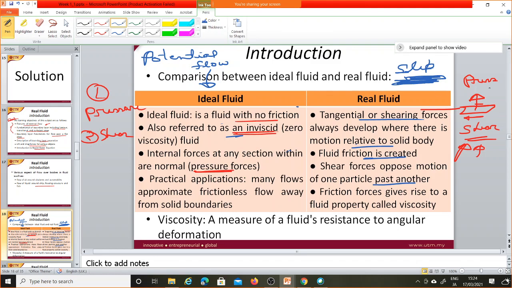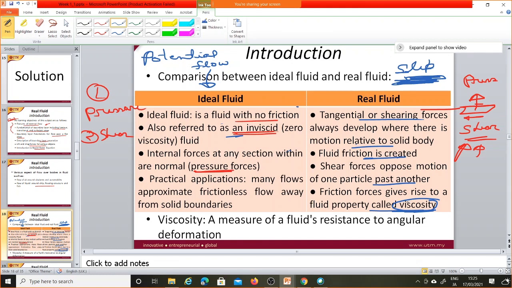On the other hand, in case of a real fluid, it cannot slip. We have the non-slip condition. It means that you need to pass on the top of another layer. You must overcome the resistance, so it has resistance. Frictional force gives rise to the fluid property called viscosity. So that's why we have viscosity. The term viscosity comes because we have different types of fluid, and each fluid has its own different types of friction.